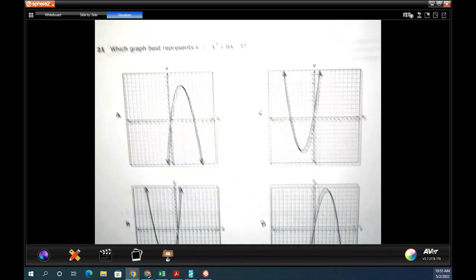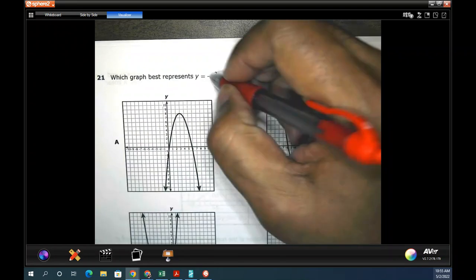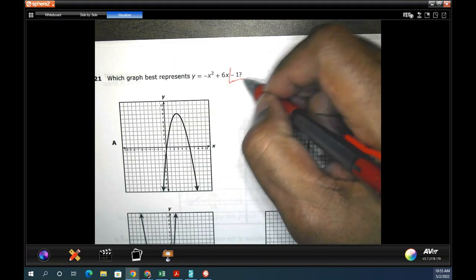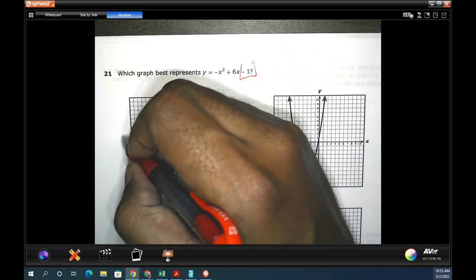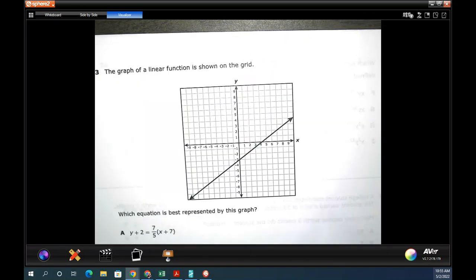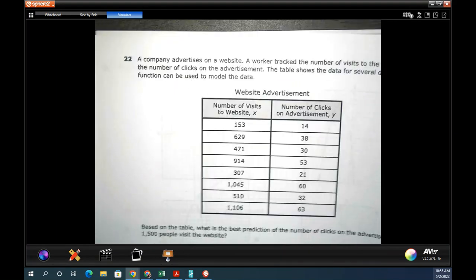Look at this one. Can you put this in your calculator and match the graph? Yes or no? All right. Here's the deal. It's facing down because it's negative. And it has a y-intercept of -1. So the answer would just be A. If you can do that. Uh-oh. 22 is different.